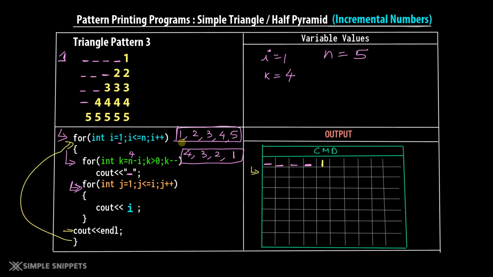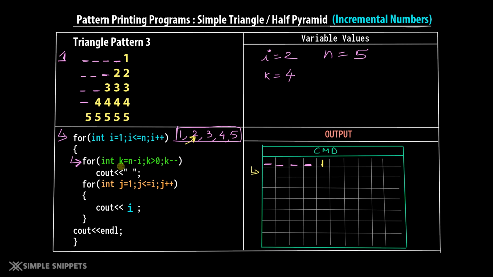You'll say I plus plus, I will become 2. I'm only explaining this for loop because this is the only for loop that you need to understand, of how the spaces are created, because otherwise it is exactly the same as pattern 1, right? Okay. So let's make I equal to 2.